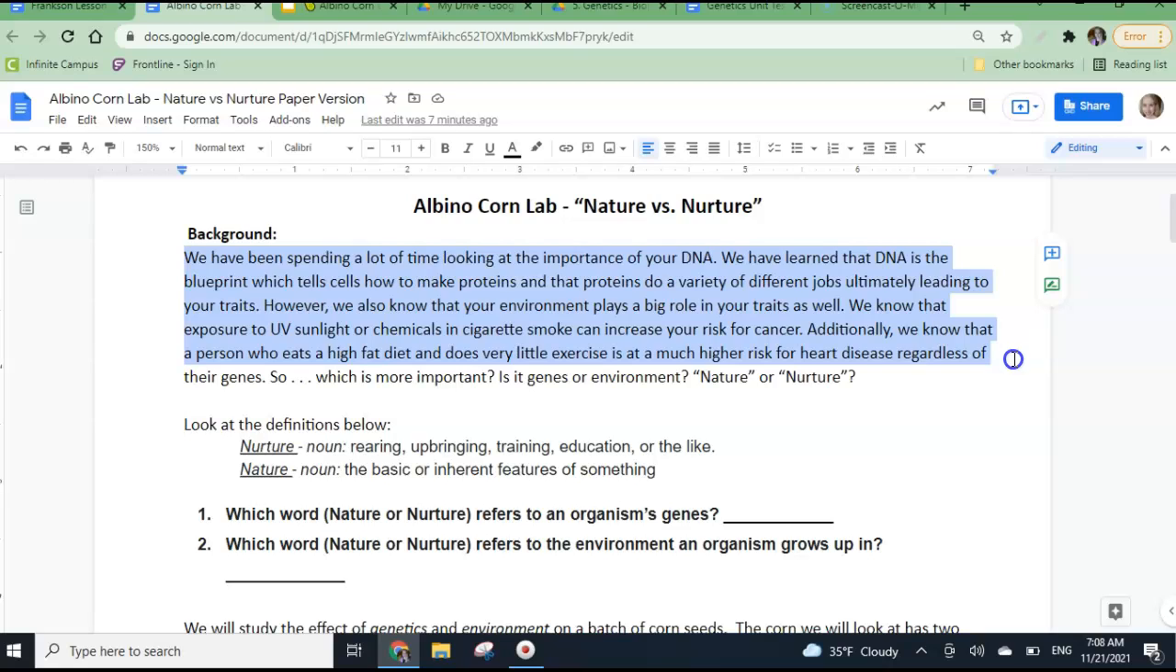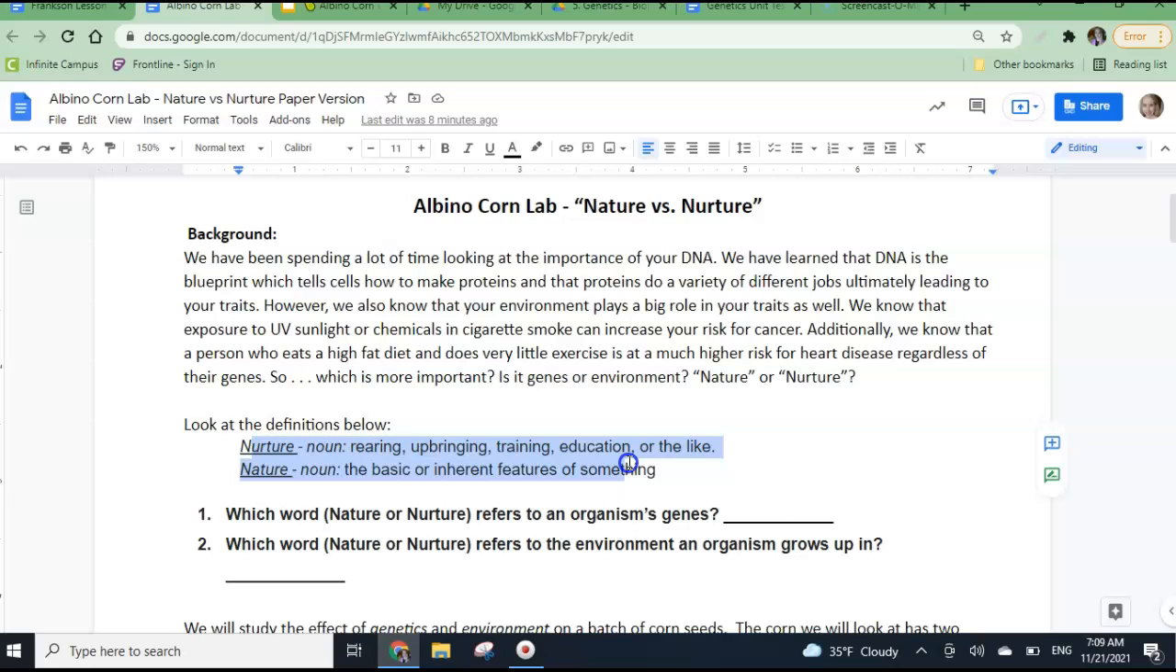So which is more important? Is it genes or environment? Nature or nurture? So we have the definitions below here. Nurture refers to rearing, upbringing, training, education. Nature refers to the basic or inherent features of something. So which word refers to an organism's genes?